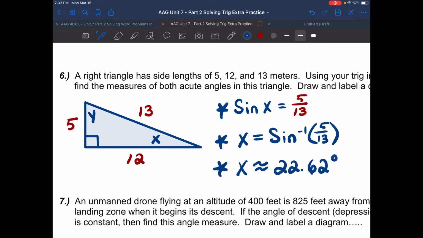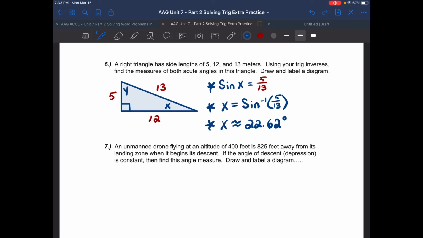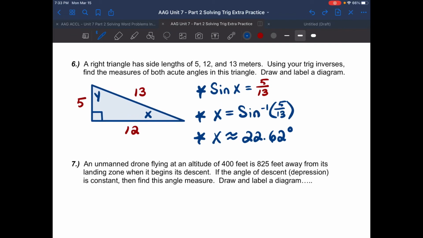22.62 degrees. Now, they did ask us for both of the acute angles in this triangle. So literally what we could do is, if you wanted to, that is x degrees. We could subtract from 180 degrees in the triangle to get y. But just for practice, I'm going to solve a trig equation to get the measure of y degrees.